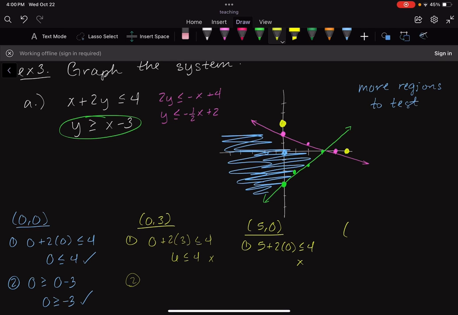And if I try one more, let's do this one down here for my last region. So this is 0, negative 5. And I'm going to test this point, see what I get. Negative 10 less than or equal to 4. That one works. But if I plug it into the second equation, I get negative 5 is greater than or equal to negative 3. That is not true. So that region does not get shaded.